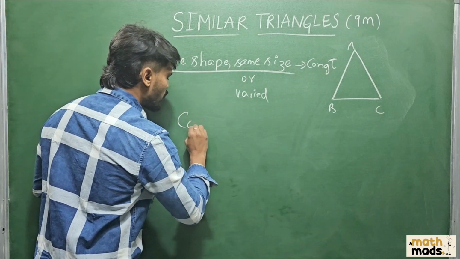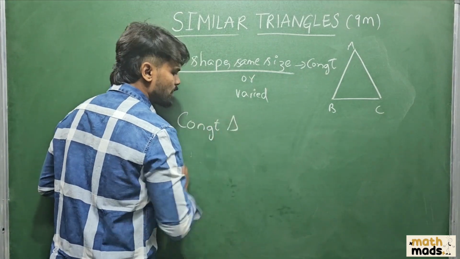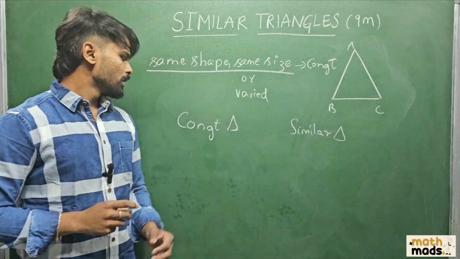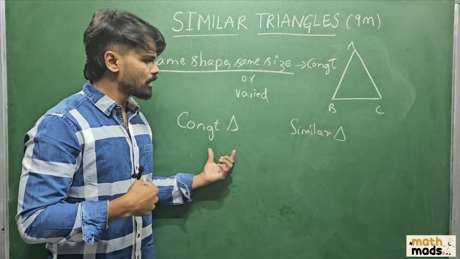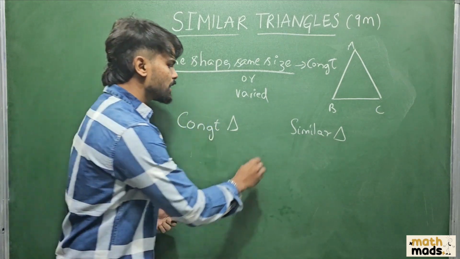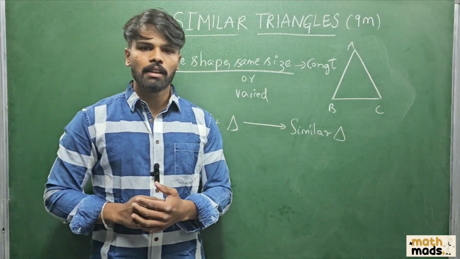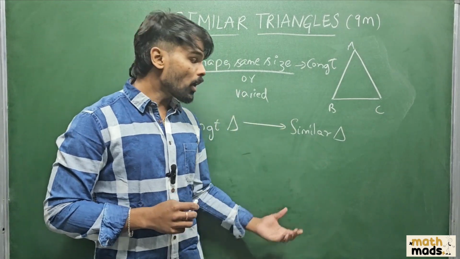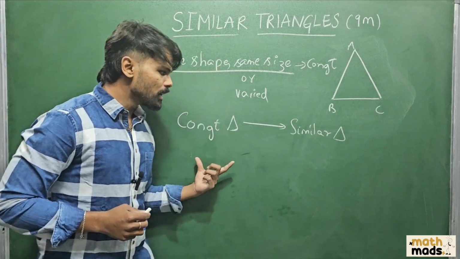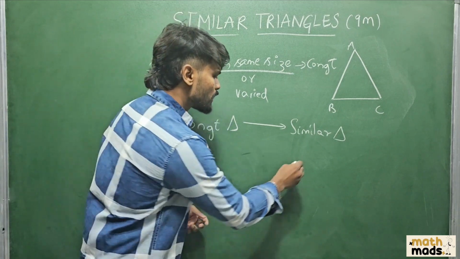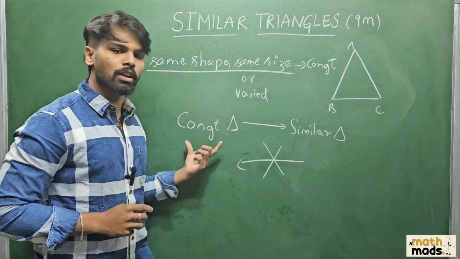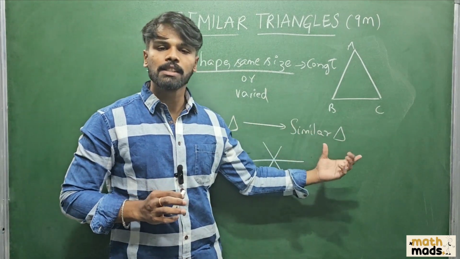Now I'll just write congruent triangle and I'll write similar triangle. Here it is having the same shape and same size. Here also it is the same. Correct? It is also having the same shape and same size. So, all congruent triangles are similar triangles. But will it work the other way around? Are all similar triangles congruent? Here there is only one compulsion, that is shape. Here, both of them are compulsion. So, the other way around, it will not work. Which means all similar triangles are not congruent triangles, but all congruent triangles are similar triangles.